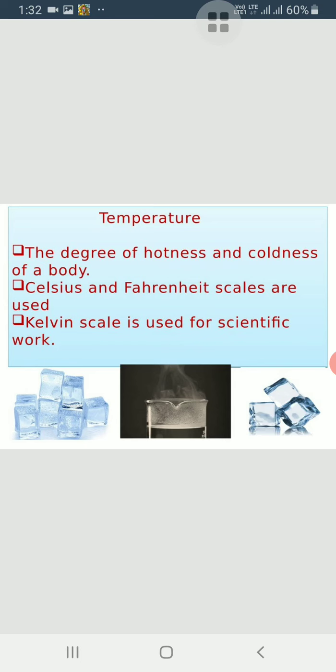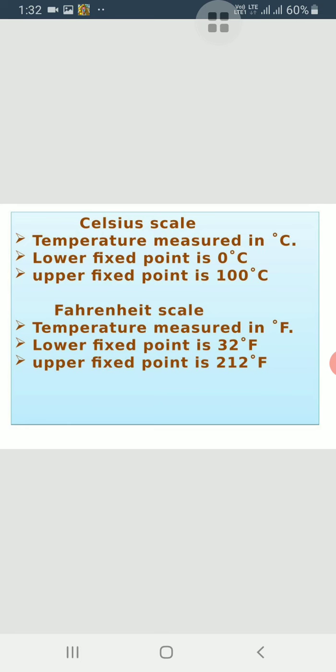We can use either the Celsius or the Fahrenheit scale to measure the temperature. But for scientific work, we use the Kelvin temperature scale. Now, on the Celsius scale, the temperature is measured in degree C. C is its symbol.